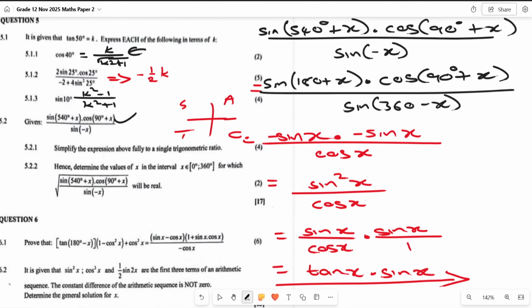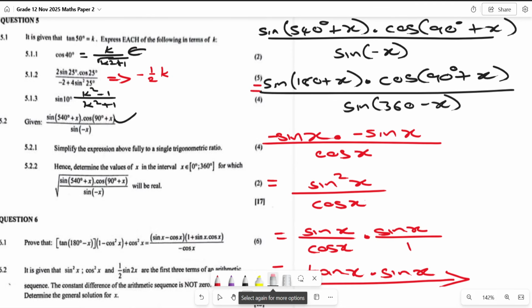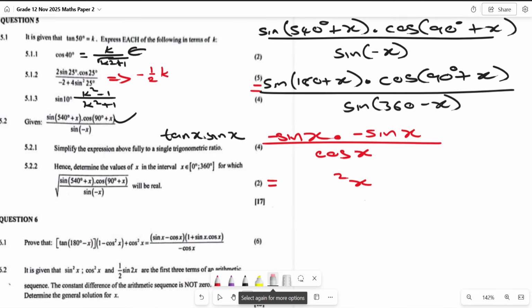Guys, you would have gotten yourself an easy 4 marks just by doing that. I still can't believe that this paper was written today. Tan x times sine x, that is the answer over there. Like, really? All right, moving on.